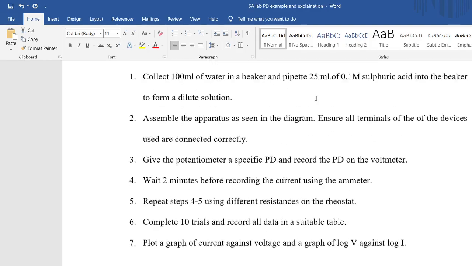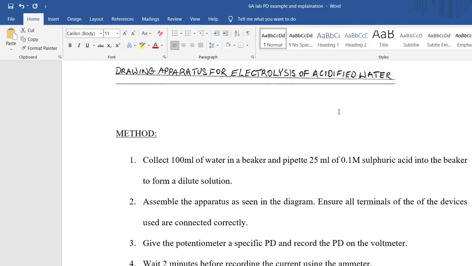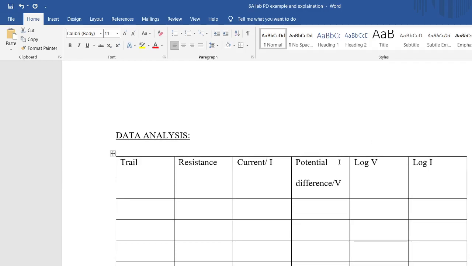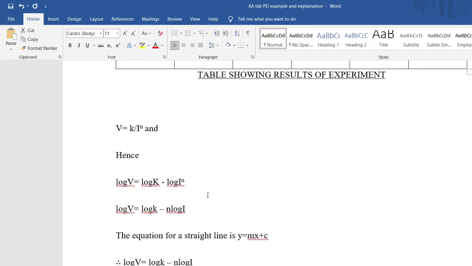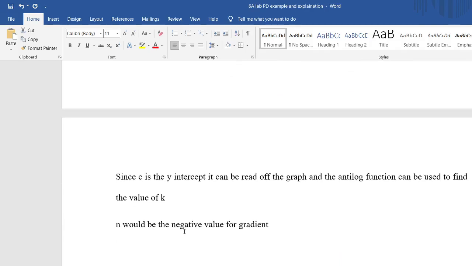Electrolysis is the basis there. The setup, it's physics, so it's going to be a simple electrolysis circuit. But this is the portion that makes it an advanced lab: the logging of V, the logging of I, converting this equation from this form into a linear form, knowing that if you calculate the gradient you'll get the value of N, and the log inverse of the intercept would give you the value of K. That is the most important thing, and we expect to see that.